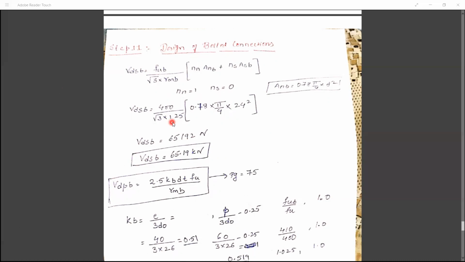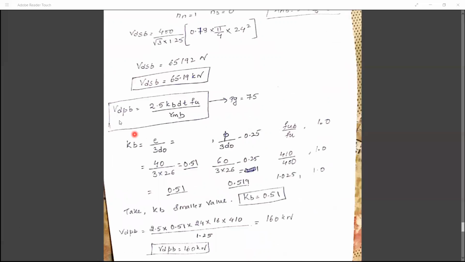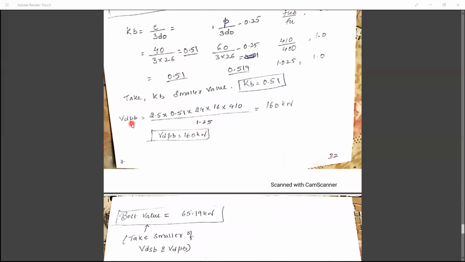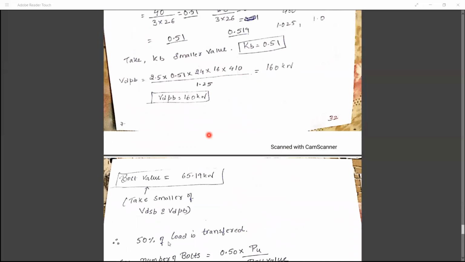So 400 by root 3 into 1.25, 0.78 into pi by 4 into d square. D square is nothing but 24 square. So 65.19 kilonewton. So VDPB is 2.5 Kb d t FU by gamma MB. Gamma MB is nothing but our partial safety factor. So Kb is equal to e by 3D naught, p by 3D naught minus 0.25, FUB by FU, 1.0. So if you analyze all these things, whichever are the smaller values, you should consider that. Then if you substitute all these values in the design of plate, you can find 160 kilonewton. So whichever bolt value is smaller, you take.